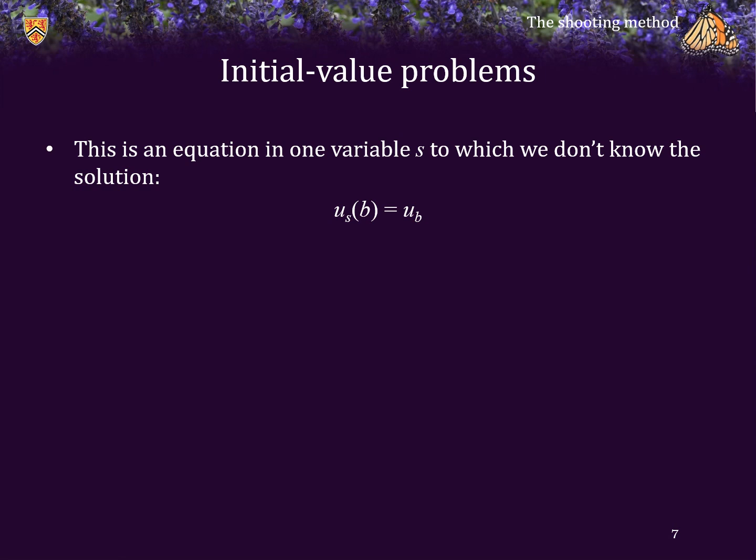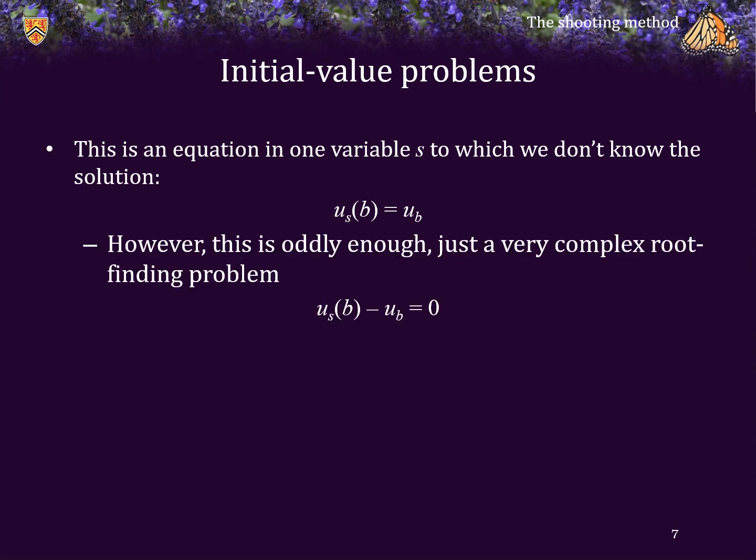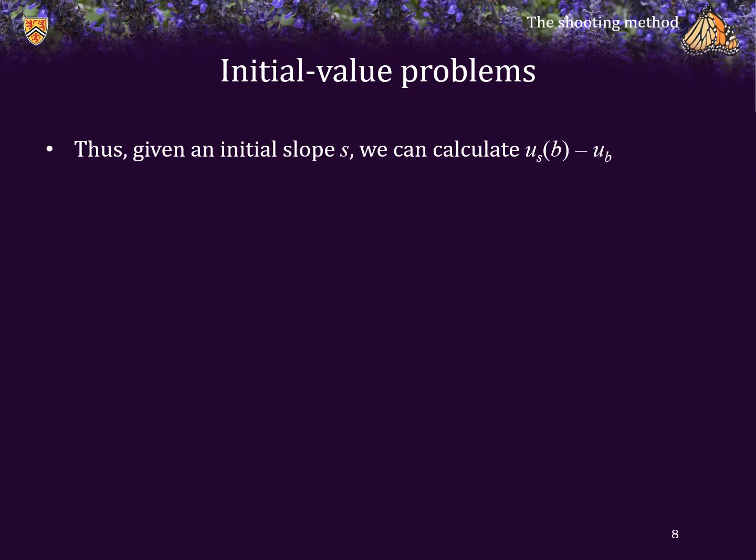All right, what did we say before if we had an equation? If we had a nonlinear equation, and this is definitely nonlinear, then what we want to do is convert this into a root finding problem. Find that value of s such that this expression is equal to 0. Thus, given an initial slope s, we're going to calculate the solution, evaluate at b, and subtract off the value u sub b. If this is indeed 0, then we have found the appropriate initial slope, which gives us a solution to the boundary value problem.